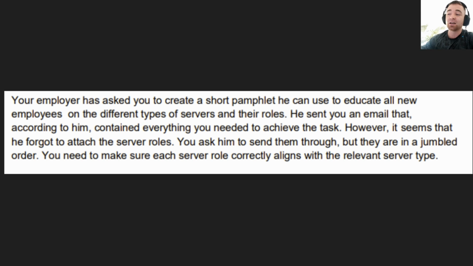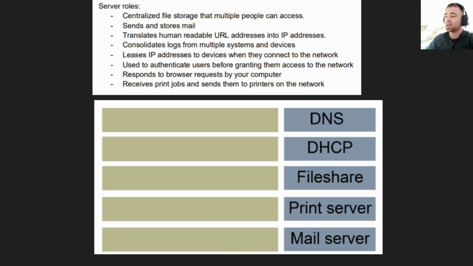The question reads, your employer has asked you to create a short pamphlet he can use to educate all new employees on the different types of servers and their roles. He has sent you an email that, according to him, contained everything you needed to achieve the task. However, it seems that he forgot to attach the server roles. You ask him to send them through, but they are in a jumbled order. You need to make sure each server role correctly aligns with the relevant server type. So it seems you might need a new boss, but the first thing we have to do is successfully complete this task. Here is what he has sent us.